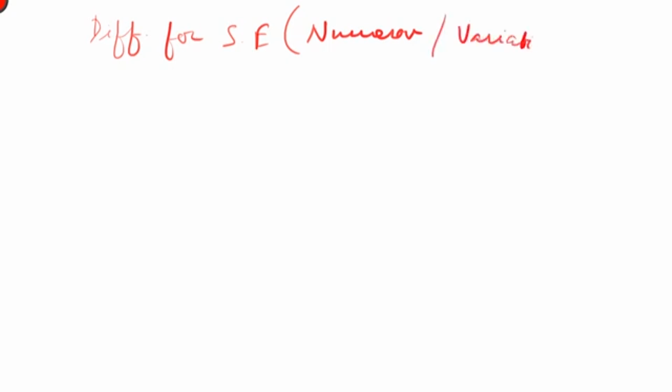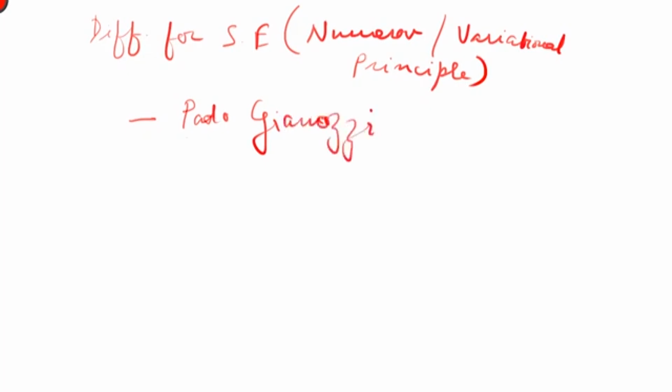Okay. Then for your differential equations for the Schrodinger equation, which you will see in the later part, that is basically Numerov and the variational principle. I have taken the materials from the course materials of Paolo Gianozzi. You can search for his web page and you will find that.